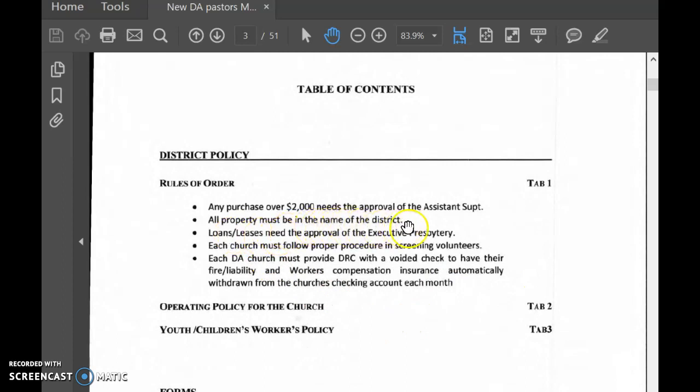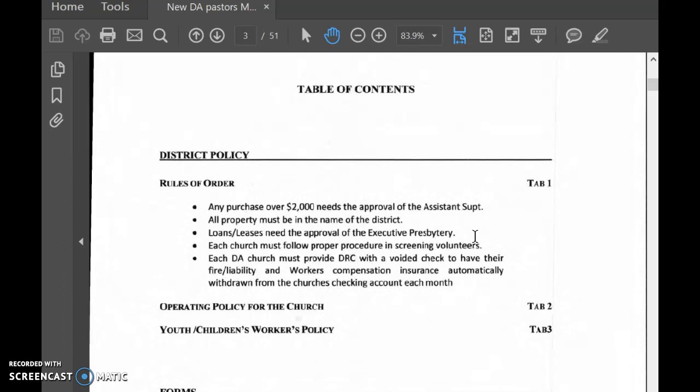All property must be in the name of the district. Any loans or leases need to be approved through the executive presbytery. So if you're wanting to go out and get a loan or a lease on your building, or maybe you have a building and you want to lease it out to another church, all those kinds of things need to be approved by the executive presbytery.